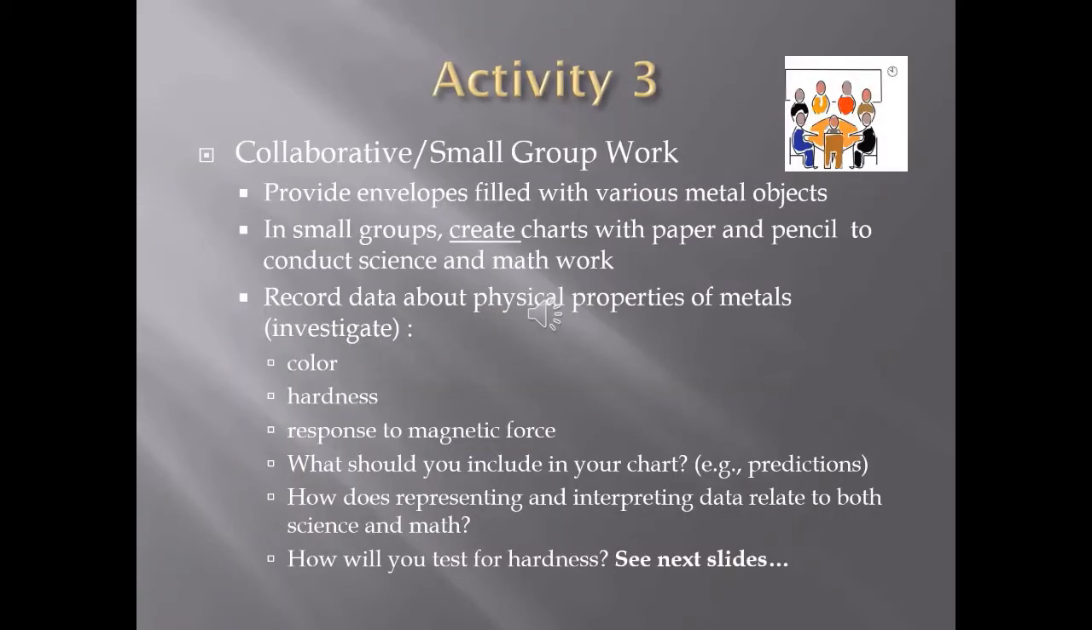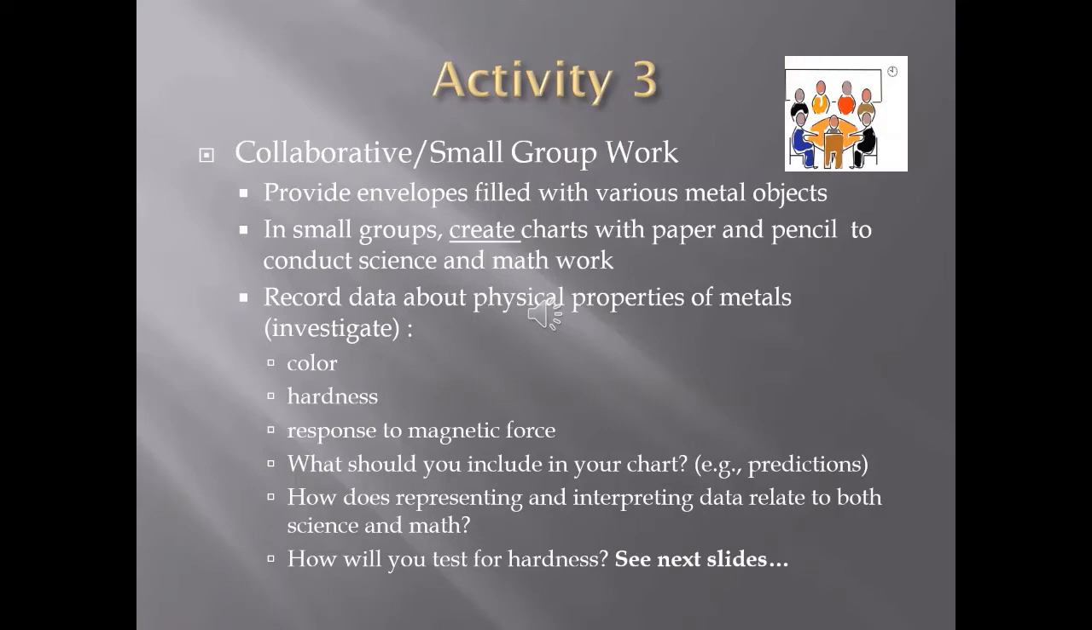For small group work, provide envelopes filled with various types of metal objects. Have students create their own charts with paper and pencil to conduct science and math observations. Have columns for color, hardness, response to magnetic force. Provide magnets. Ask them what they should include in their charts. For example, have a predictions column.